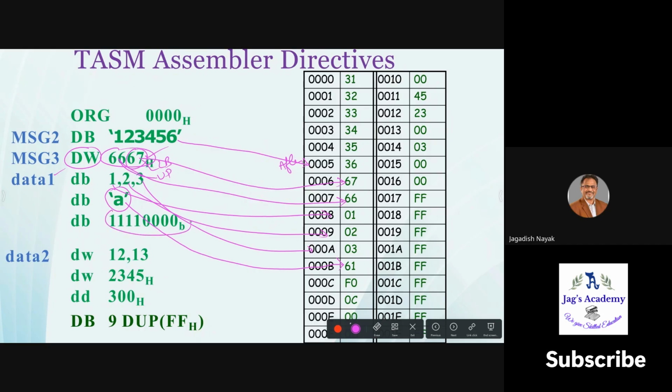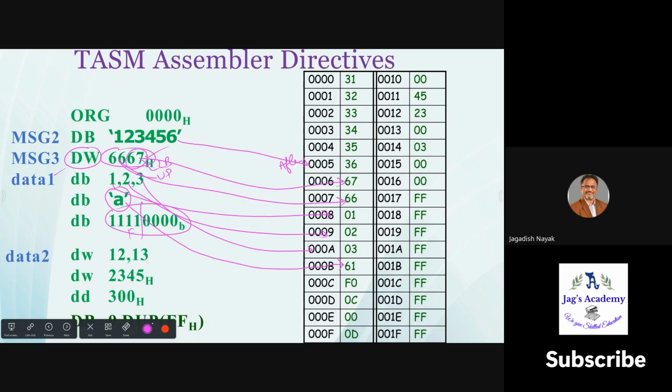Now, see here, this is F0, right? This is F, this is 0. So F0 is stored in the next location. Next, data 2. Now see here, it is DW, 12 and 13. No H is given there. Is there any H given there? No H given there, right? Now, since there is no H given there, can you tell me what that value is?